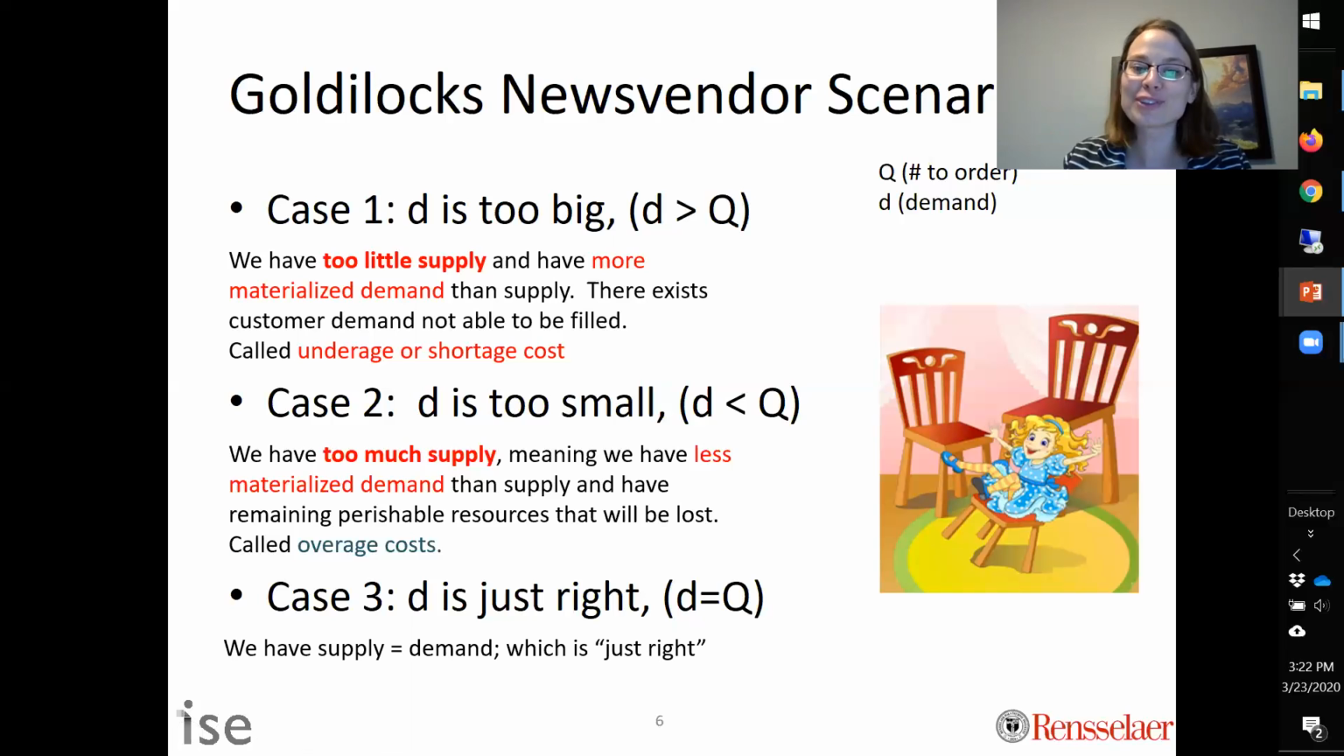So we'd love for D to always be equal to Q, but over time, some days D will be bigger than Q, sometimes D will be less than Q, and sometimes D will be equal to Q. And that's what we're really striving for, but we need to look at this in an expected value perspective because we can't control the outcome of D.